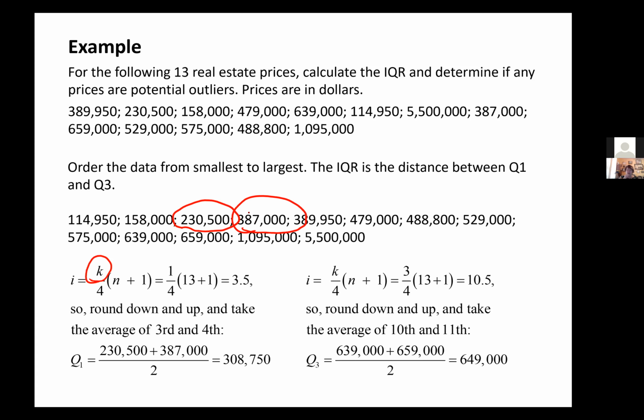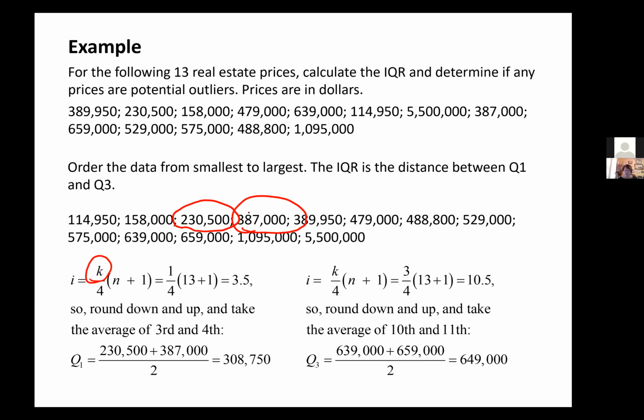So we take the average of the third and the fourth, since it's halfway in between. So we take the 230,500 plus the 387,000. We add those together and we divide it by 2. So we find the average of those two numbers.